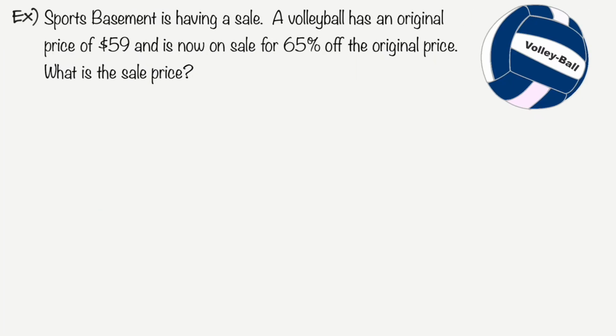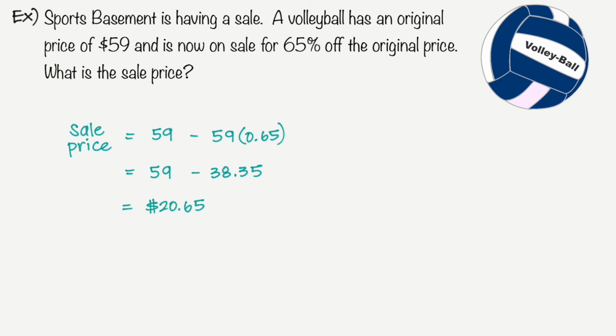So in this first example, it says Sports Basement is having a sale. A volleyball has an original price of $59 and is now on sale at 65% off the original price. What is the sale price? So we're going to take that original and subtract a percentage of the original. So all I need to do is multiply 59 times 0.65, which gives me 38.35. And when I subtract those values, I find that the sale price is $20.65. That's all you got to do.